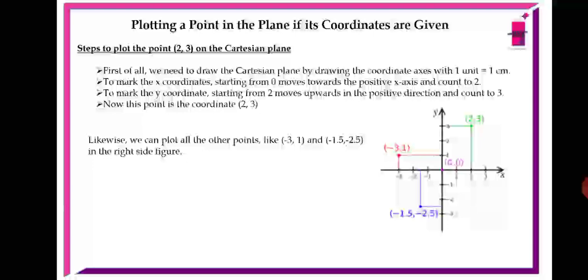Similarly, for (-1.5, -2.5), x and y are both negative. Negative x means the left side, 1.5 distance, between 1 and 2, and come down because y is also negative 2.5. Come down and take a 2.5 distance, that is 2 and between 3, the point is located at (-1.5, -2.5).